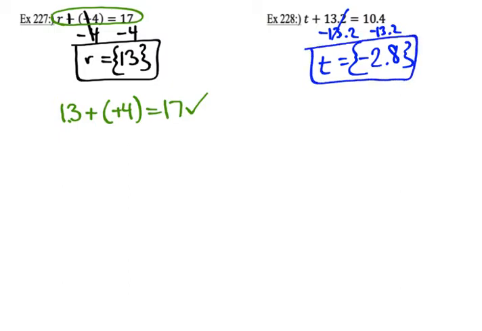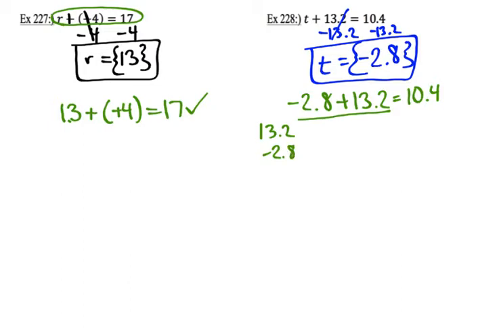We just want to check and see if that is in fact correct. So in place of t, I'm going to put negative 2.8 plus 13.2 equals 10.4. And I just need to check to see if those add up to 10.4. It's a 13.2 and a negative 2.8, so the positives are going to win and I need to subtract. So I end up with 10.4. This is correct. That could also be checked on a calculator.